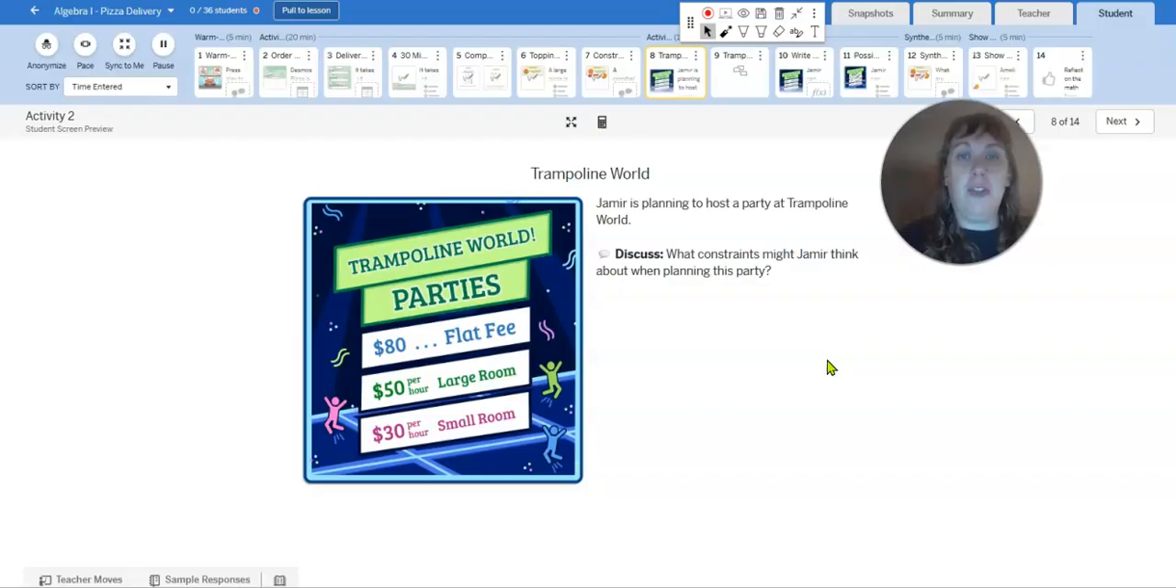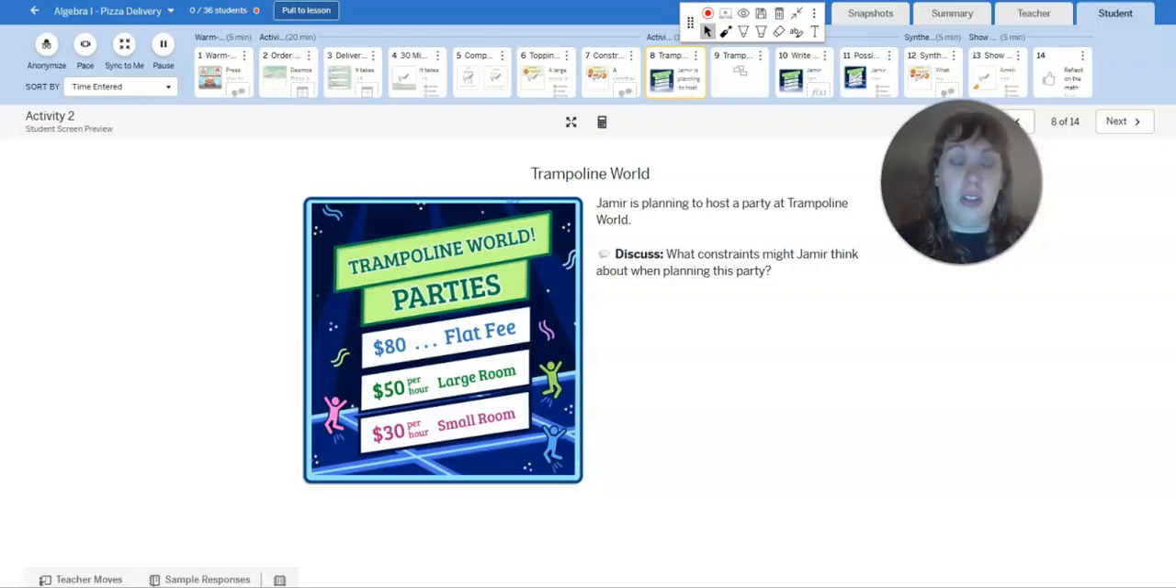On slide 8, we're talking about Trampoline World. It says Jameer is planning to host a party at Trampoline World. And it says discuss what constraints might Jameer think about when planning this party. So Trampoline World parties, it says $80 flat fee, $50 per hour for the large room, and $30 per hour for the small room. So some constraints that could come up is how much money they want to spend, right? Maybe there's a budget that this person has to planning a party.